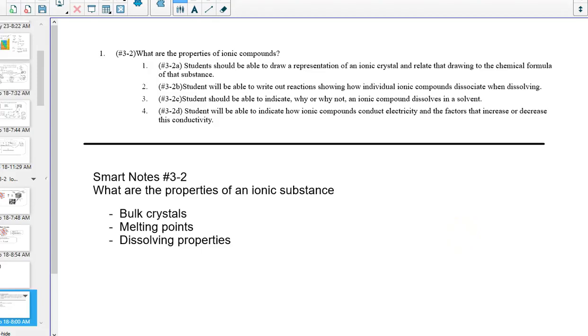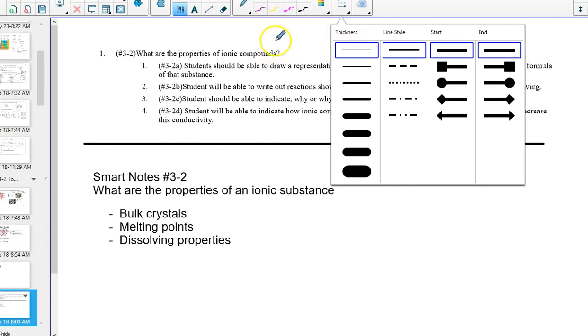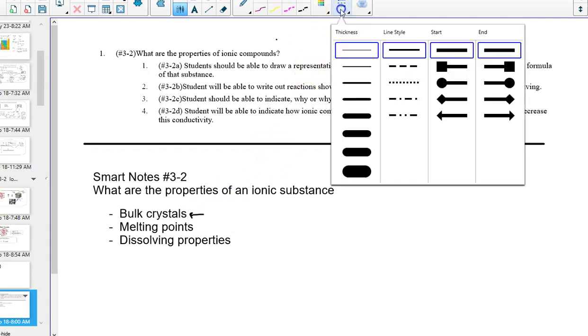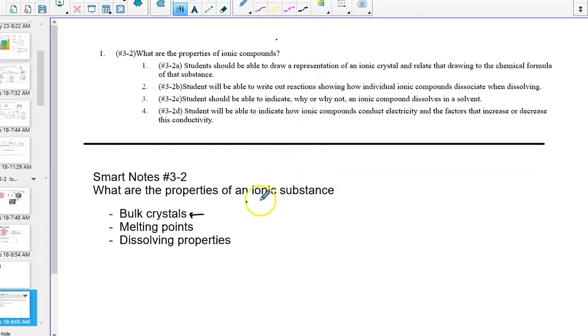Let's walk through some content here on properties of ionic compounds. Now, ionic compounds, these are the main properties we will be looking at here. The properties that are the most important here, as I grab my pencil. Really the bulk crystal is probably the least actually tested question, but is the underlying concept for everything else. So not understanding or being able to recognize on the fly a bulk crystal and how it works is really what cascades to all the other questions as well.